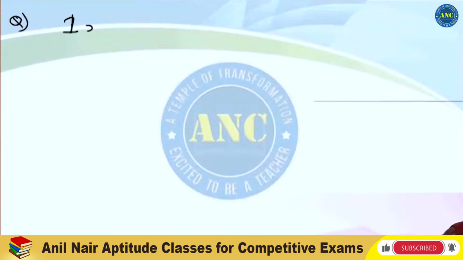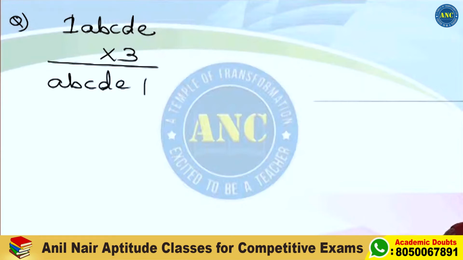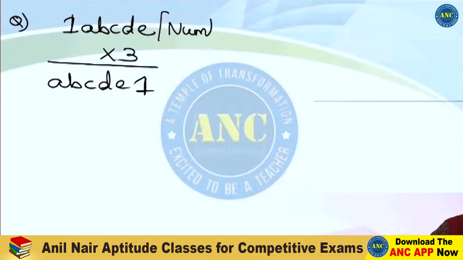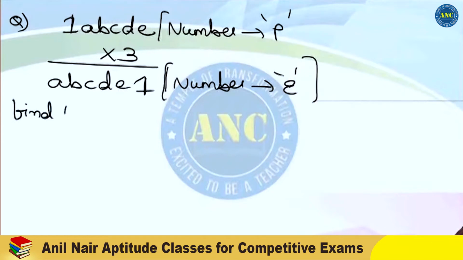There is a 6-digit number whose leftmost digit is 1. This is multiplied by 3. If I multiply this by 3, I will get another 6-digit number where the rightmost digit is 1. Let the first number be P and the second number be Q. The question is, find the digital sum of P.